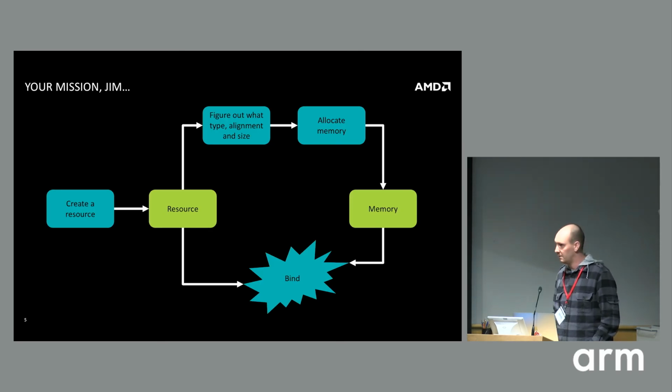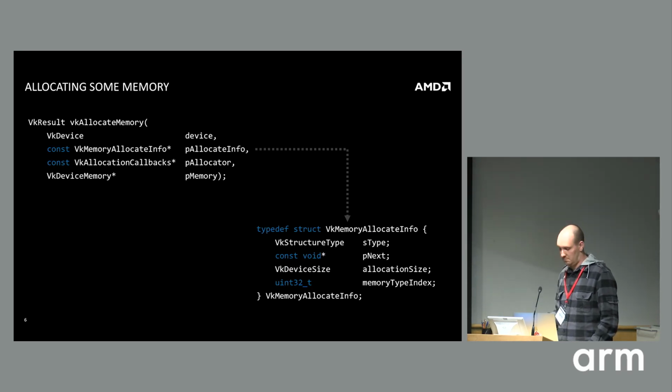If you've done any Vulkan coding, this flow will probably be quite familiar to you. You will start by creating a resource, or describing the resource you're going to create. You'll create that resource, and then you've got to figure out from that what type of memory you want, the alignment of it, and the size that you need. You've then got to allocate that memory, and then you bind the two things together. So you end up with the description of your resource and the memory that backs it. This is the flow that we're interested in.